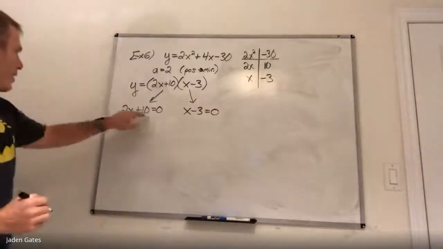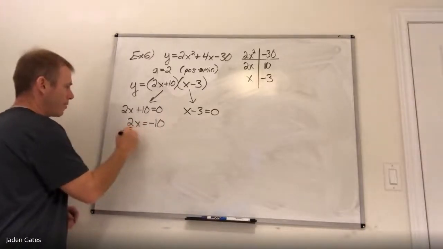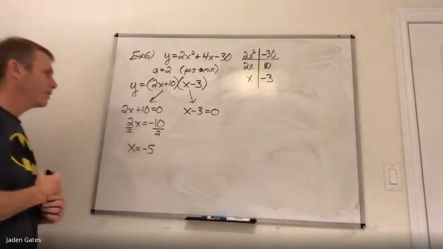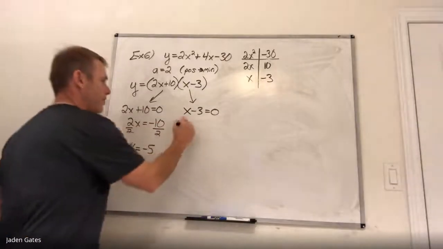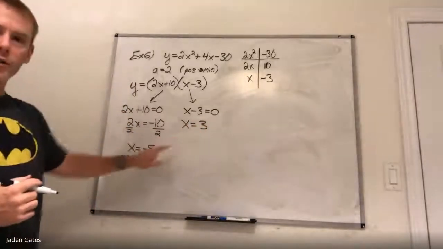All right, so here I bring the 10 over. We got a minus 10. Divide both sides by the numerical coefficient, and one number here is I get negative 5. All right, bring the negative 3 over to the other side. That one's not bad. That's, yeah, a 3. All right, so there's my two x-intercepts.